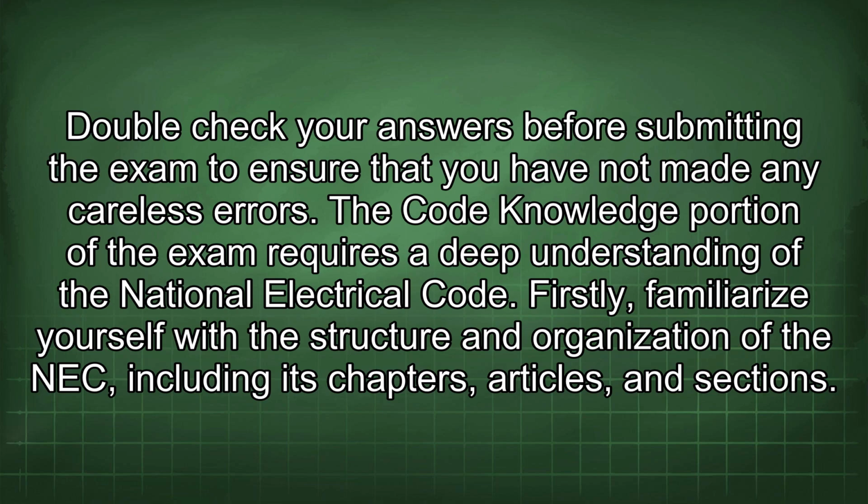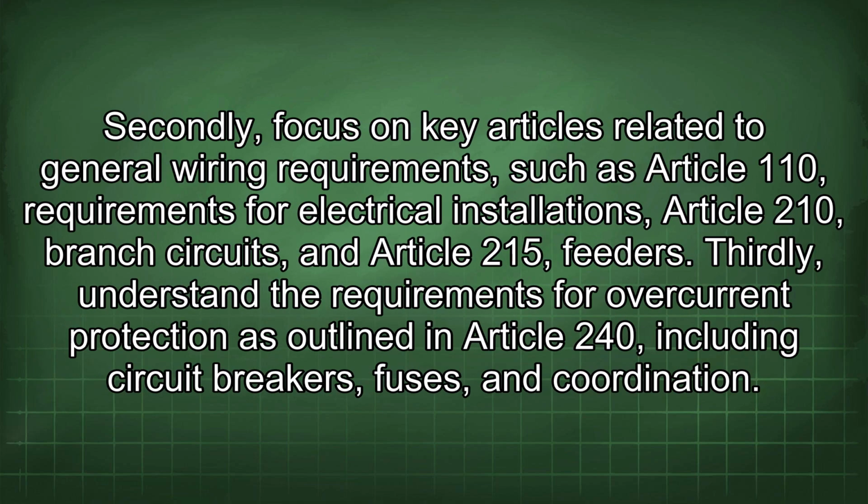Firstly, familiarize yourself with the structure and organization of the NEC, including its chapters, articles, and sections. Secondly, focus on key articles related to general wiring requirements, such as Article 110, requirements for electrical installations, Article 210, branch circuits, and Article 215, feeders. Thirdly, understand the requirements for overcurrent protection as outlined in Article 240, including circuit breakers, fuses, and coordination.